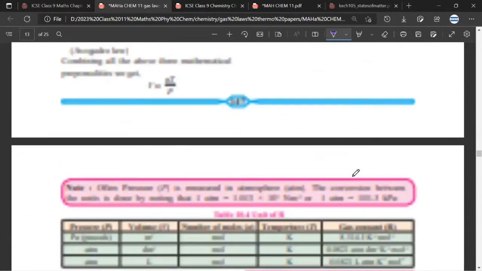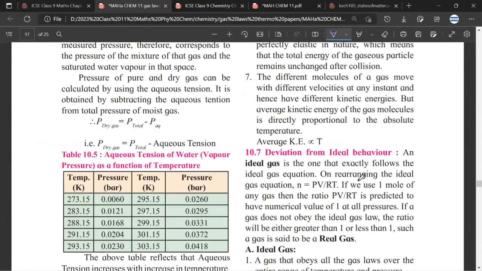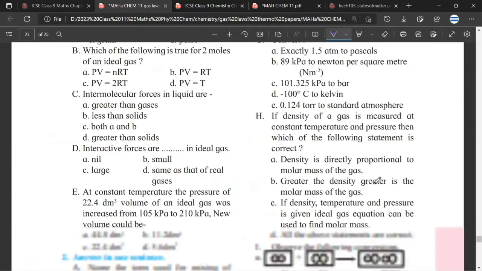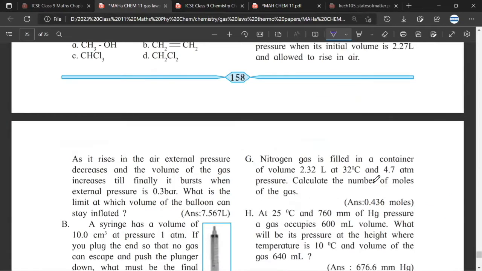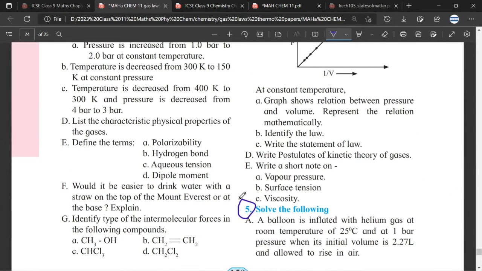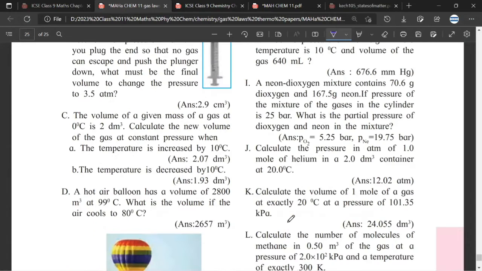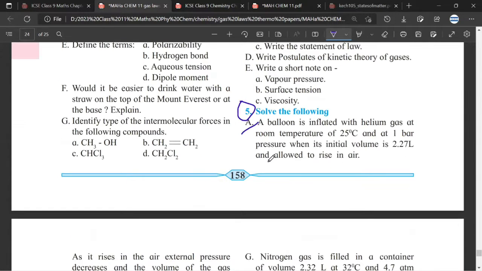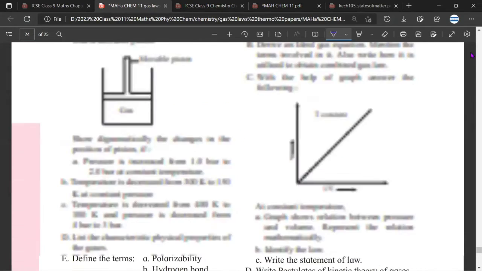our target is to do these questions. Question number 5. Do you see these subparts from A to L? These are the questions that we plan to do. So this you would be doing as homework. One or two questions we'll do here. But this is what we target.